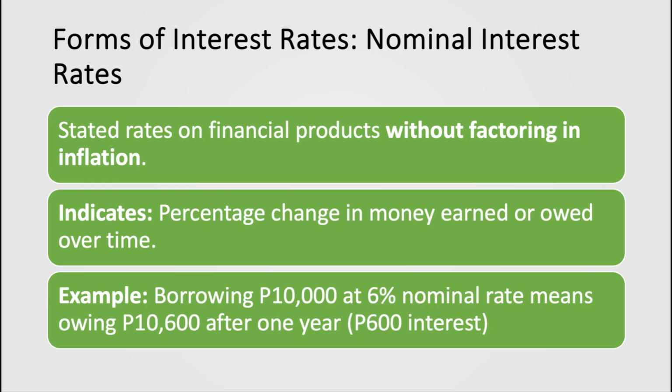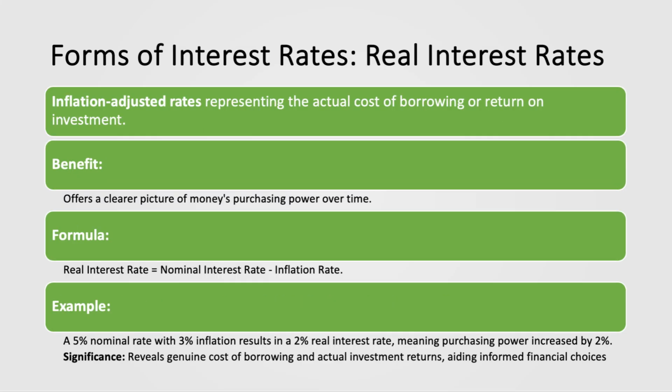Nominal rates are simple and clear, but to really know how much you're gaining or losing in terms of purchasing power, we also need to consider inflation, which leads us to the concept of real interest rates. Unlike nominal rates, which only show the stated percentage, real interest rates are adjusted for inflation. This means they represent the actual cost of borrowing or the true return on an investment in terms of purchasing power. The formula is simple. Real interest rate equals nominal interest rate minus inflation rate. For example, if you have a 5% nominal rate but inflation is 3%, the real interest rate is 2%.